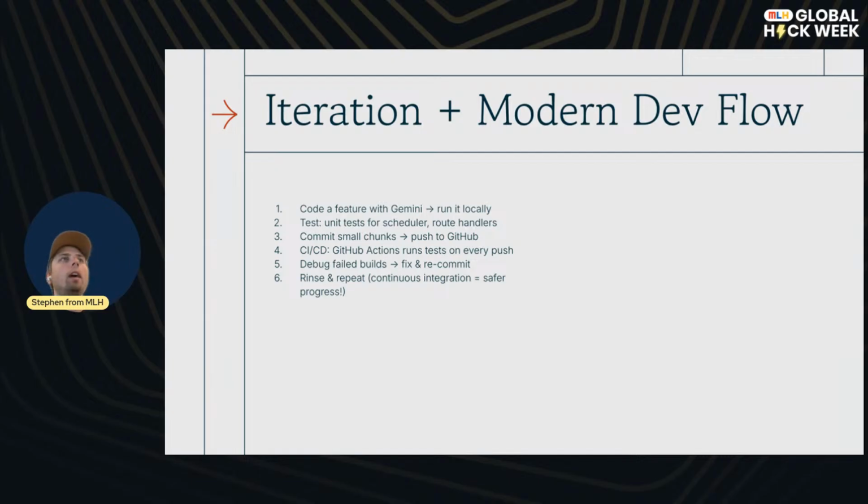Okay, and then after that, we're going to learn a little bit about GitHub Actions so that we can run these tests every time we push a new change. Okay, and if the debug fails, then we can fix it and recommit and just keep going. So that we always have a version that we know works, okay?